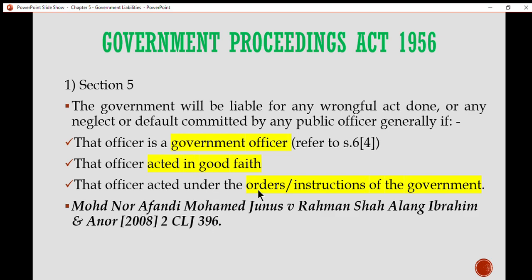An example of a case for the first requirement is Muhammad Nur Effendi Muhammad Junus against Rahman Shah Alam Ibrahim and another. What happened in this case is that the plaintiff succeeded in proving that the defendant was in fact a government officer under Section 5 of the Government Proceedings Act when the lorry driven by the defendant collided with him while he was riding his motorcycle. The plaintiff also satisfied Section 6, subsection 1 of the GPA, and he could also prove that the second defendant, the Malaysian government, was the registered owner of the lorry driven by the first defendant. So this case tells us that these requirements are important. You must prove that the officer who committed the tort must be a government officer.